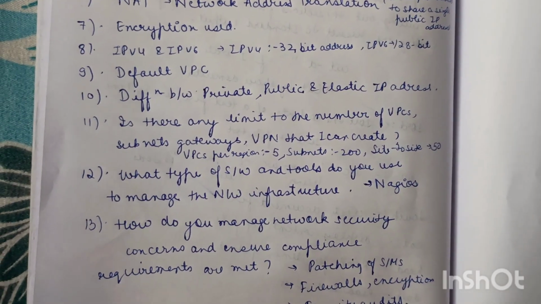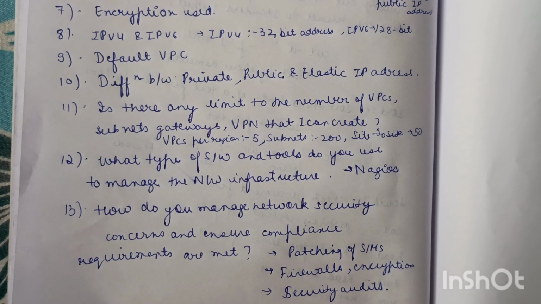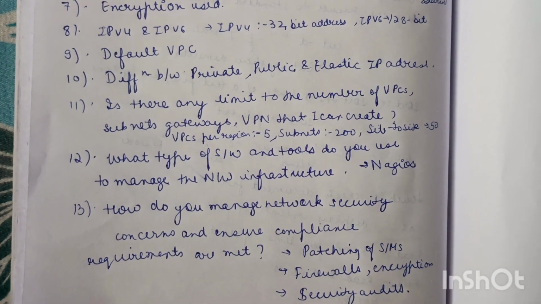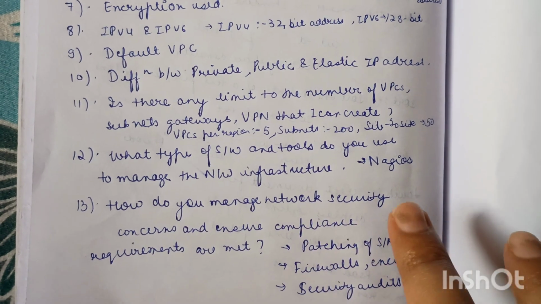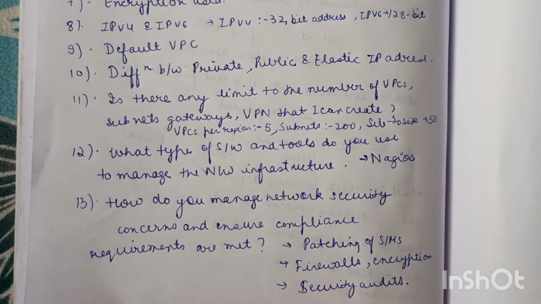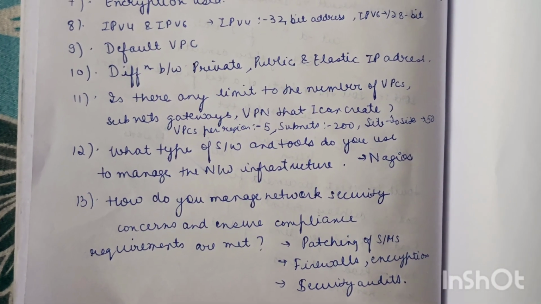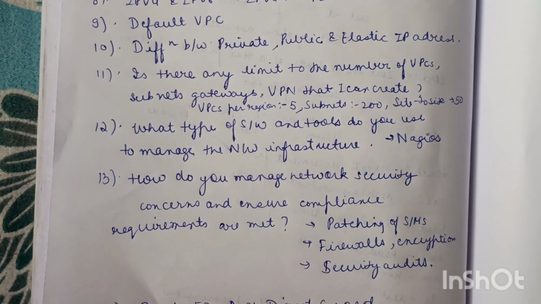Is there any limit to the number of VPCs, subnets and VPNs that I can create? Yes, per region there are some limits, like VPCs per region 5, subnets 200, site-to-site VPN 50. So yeah, in this way.